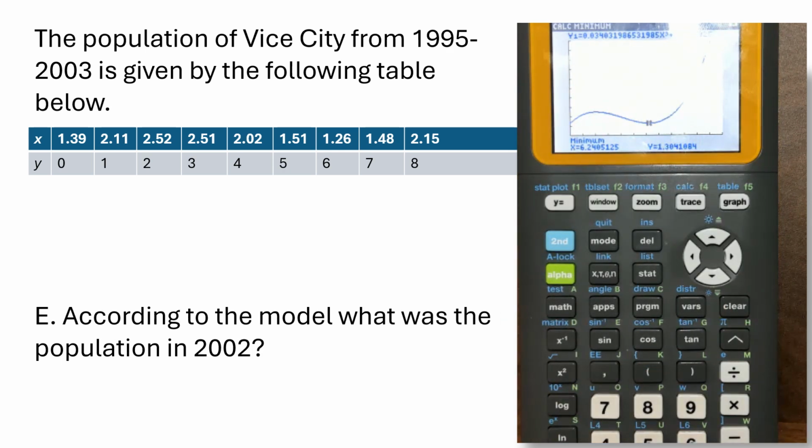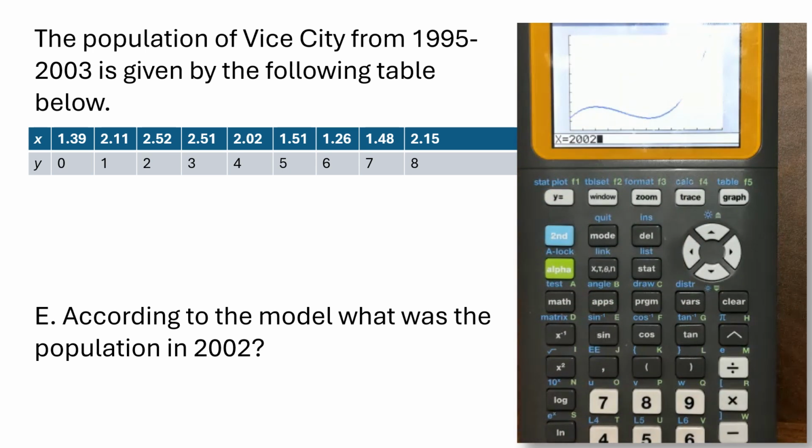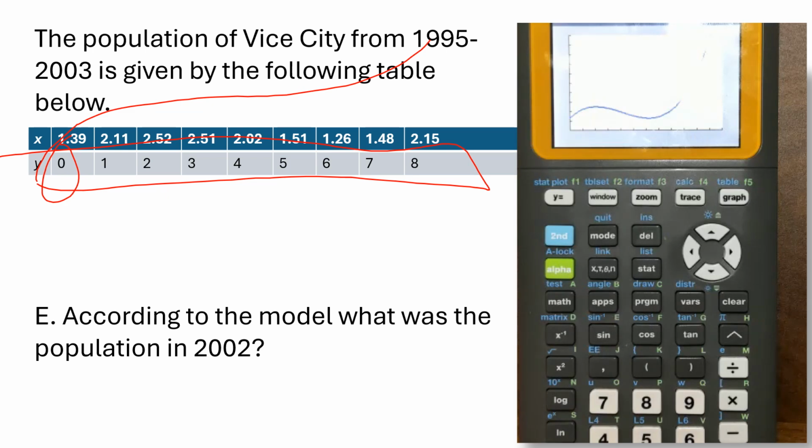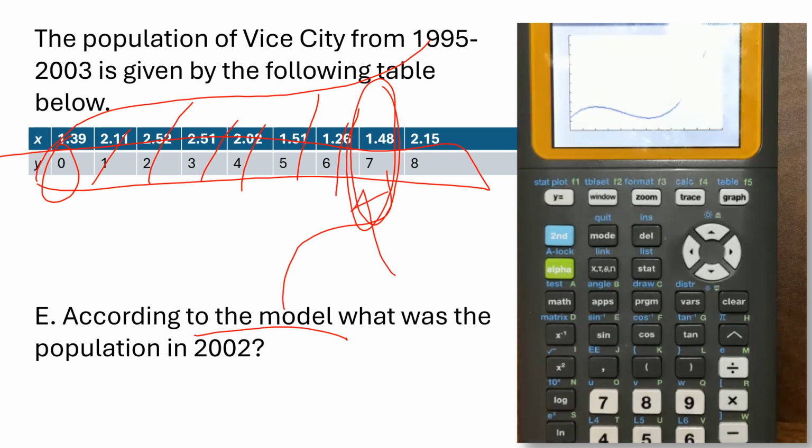According to this model, what was the population in 2002? Now, here's the mistake a lot of students are going to make. They're going to go second trace and they're going to go 2002. But remember, we have renumbered this. 0 represents the year 1995. So here's 95, 96, 97, 98, 99, 2000, 2001. Here is 2002. Here's 2002. But it says according to the model. So I can't just say 1.48 million. It wants it based on the model, not based on the data point.